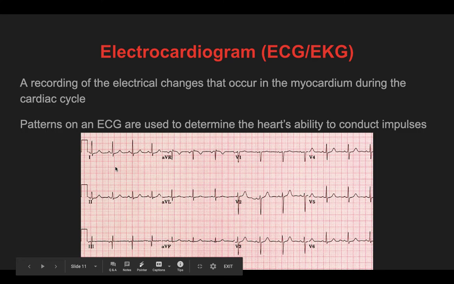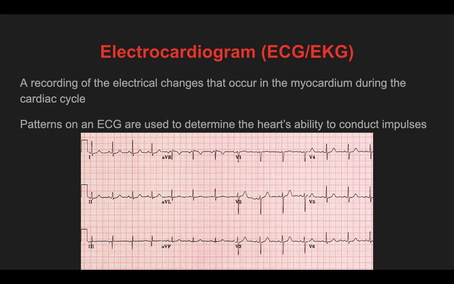The patterns on an ECG or EKG are used to determine the heart's ability to conduct impulses. So obviously you can read one of these, and I'll show you guys how we read them. If it looks kind of funky, the machine typically picks it up, depending on how bad it is, because sometimes heart patients have flutters or a known heart condition, and these can get pretty annoying. So there are ways that it filters out information.